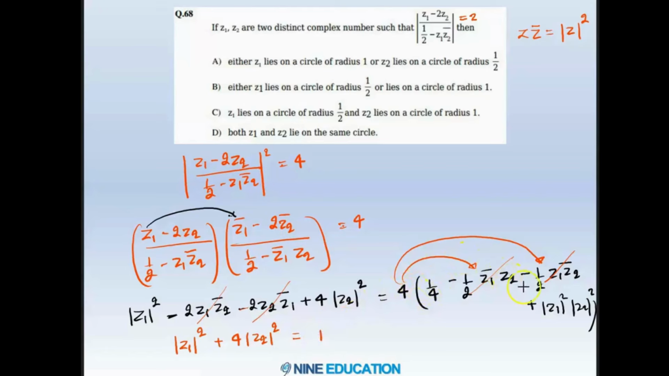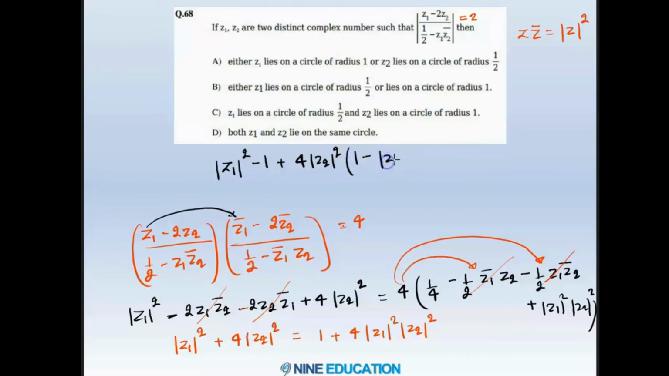So let's write on the top modulus of z1 square minus 1, and then I can take 4 modulus of z2 square common. It will be 1 minus 4 times z2 whole square, since 4 is already common, that is equal to 0. Now I can say modulus of z1 square minus 1 can be taken as common, so we'll be left with 1 minus 4 square of modulus of z2, that is equal to 0.